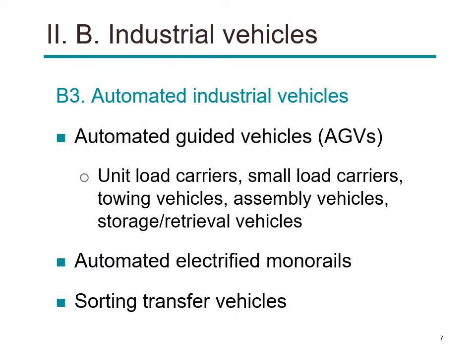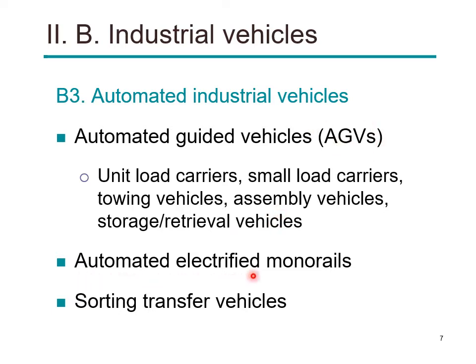The third category of industrial vehicles is the automated versions of these industrial vehicles. So every device that we have seen until now that is operated by workers can be automated. Okay? So for automated industrial vehicles, one important category is the automated guided vehicles, AGVs. And we may have unit load carriers, small load carriers, or heavy load carriers, towing vehicles, assembly vehicles, and storage and retrieval vehicles of AGVs.